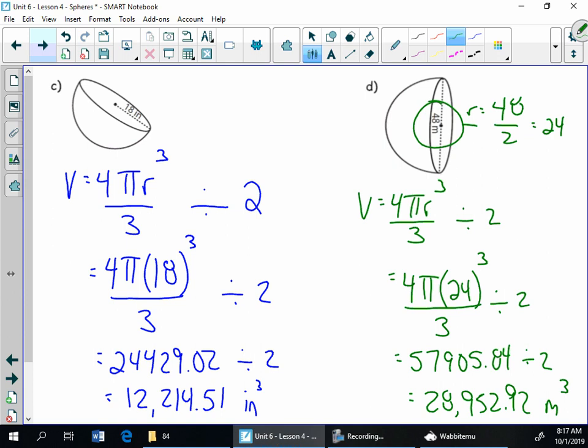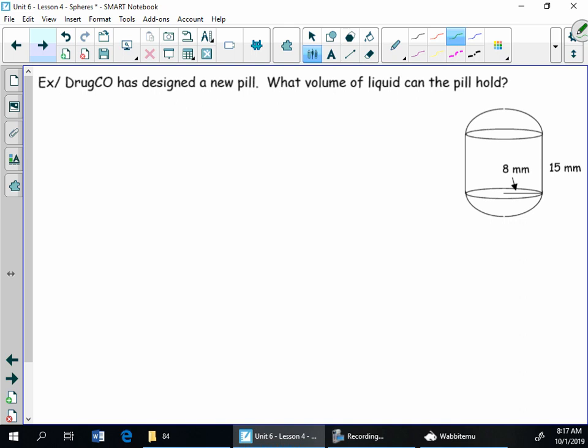That's spheres. Whole shape, part of the shape. Let's look at some problems we can solve with them. So DrugCo has designed a new pill. What volume of liquid can the pill hold?